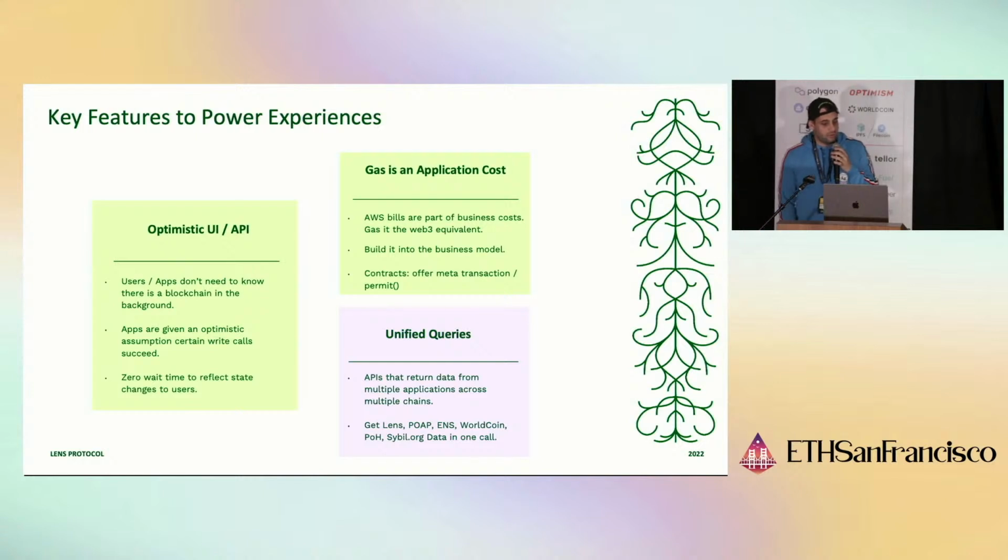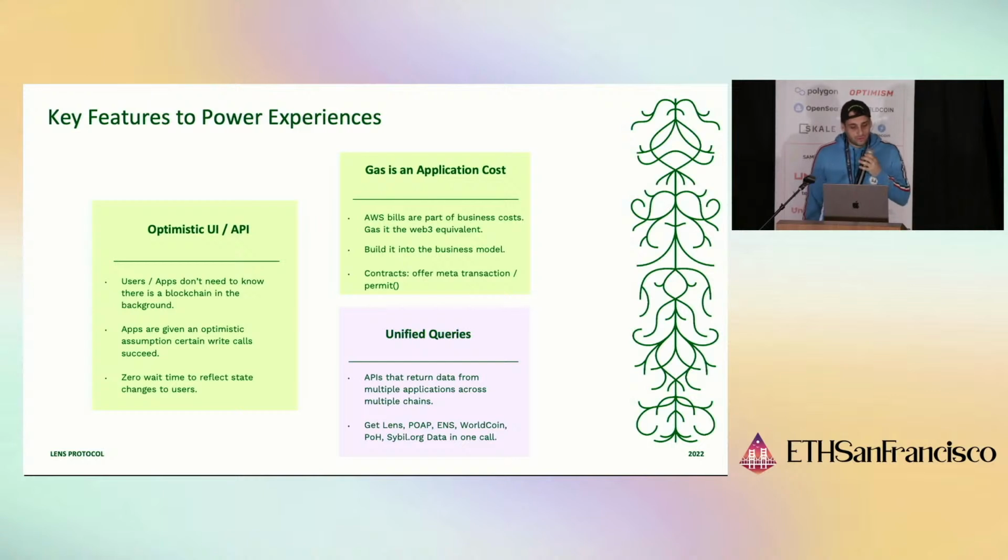Additionally, we are upgrading our API to continuously provide powerful features to allow you to create Web2 native feeling experiences. The first thing is we believe that gas is an application cost. AWS bills are part of a business cost for an application, and gas is the Web3 equivalent. We believe that you should be building it into your business model, and therefore our contracts offer metadata as well as permit, as well as this concept called dispatcher, and many of the Lens apps have opted into this UX. Again, 4.5 million gasless transactions through our API, representing an overwhelming majority of Lens usage, and it's not costing a lot.